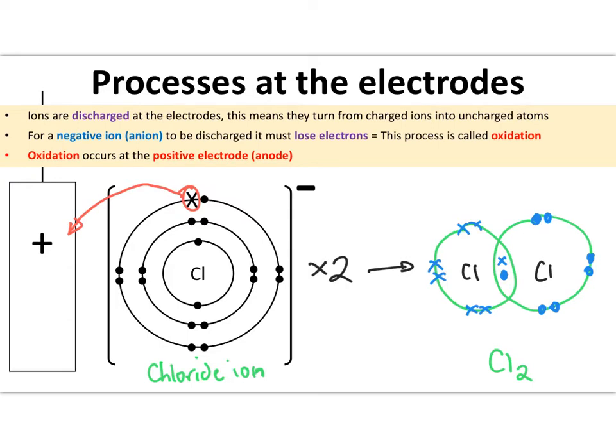Final thing to say is that because the chloride ion lost an electron, the process that's taking place at this electrode is oxidation. So remember our OIL RIG mnemonic, and oxidation is the loss of electrons. Chloride ions are losing an electron each, so they are being oxidized.